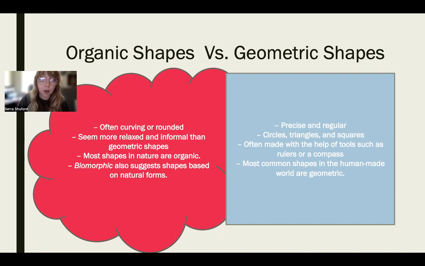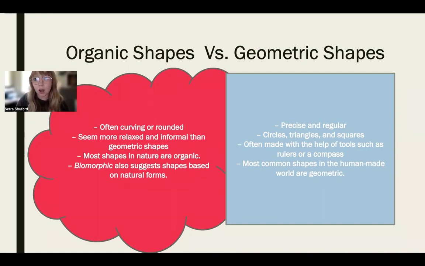On the left here, we've got the organic shapes, being often curving or rounded. They seem more relaxed and informal than the geometric shapes, and most shapes in nature are organic. So think about trees, think about flowers, think about yourself, your body. It's not going to be geometric and very angular and rigid.